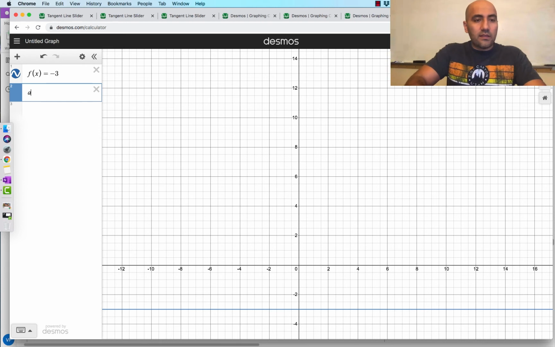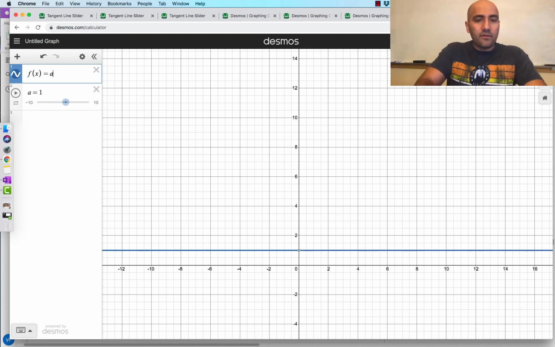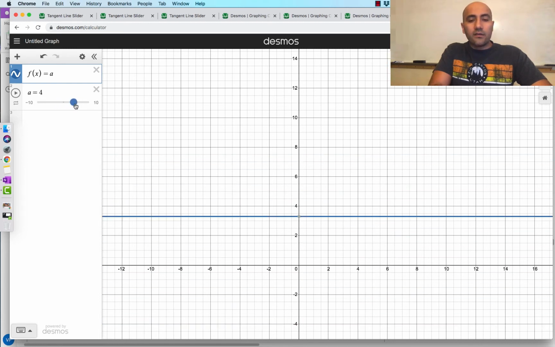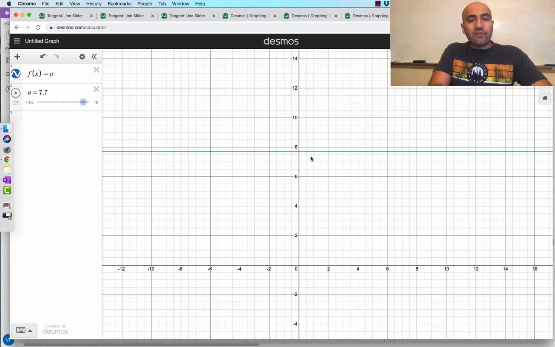So let's let a be a slider. Let's let this equal a. And then no matter what value you choose, you're going to end up with a horizontal line. And so therefore the function is going to be continuous.